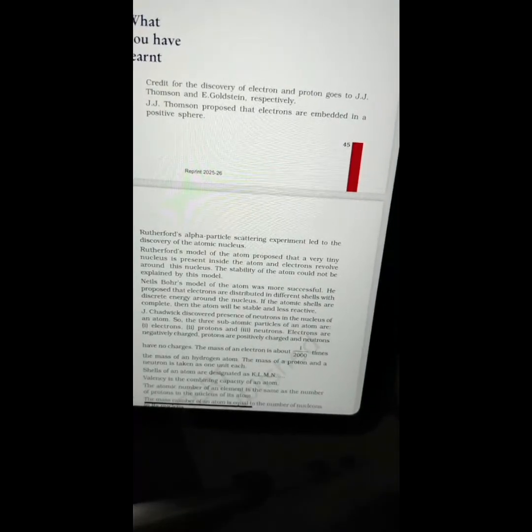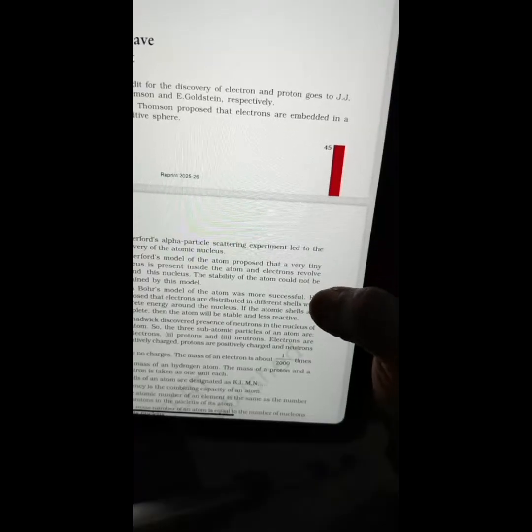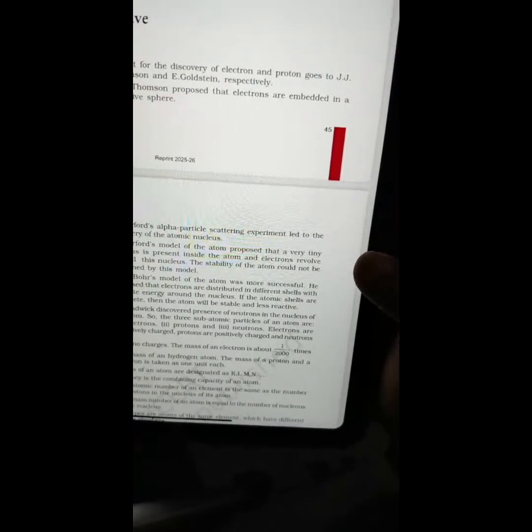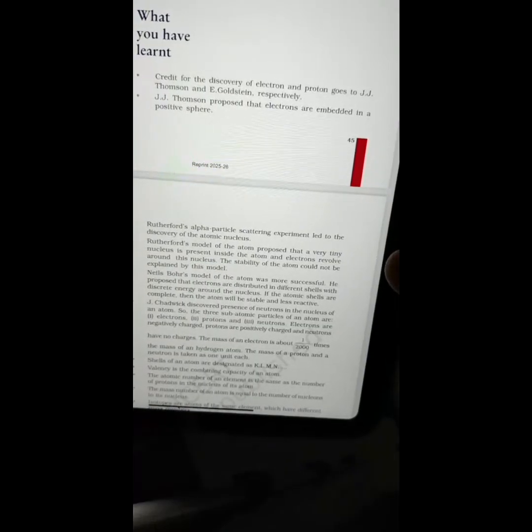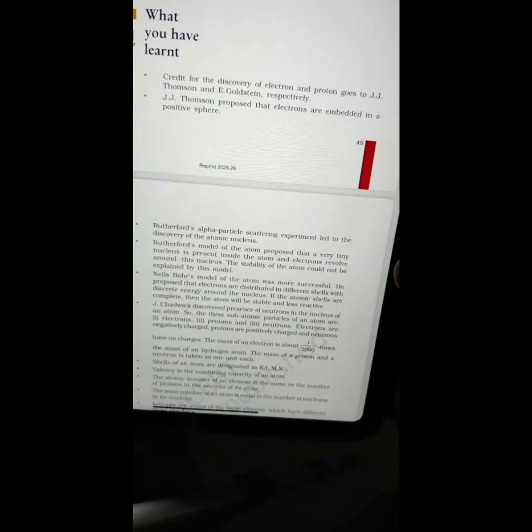Niels Bohr's model of the atom was more successful. He proposed that electrons are distributed in different shells with discrete energy around the nucleus. If the atomic shells are complete, then the atom will be stable and less reactive. J. Chadwick discovered the presence of neutrons in the nucleus of an atom. So, the three subatomic particles of an atom are: 1. Electrons, 2. protons, 3. neutrons.